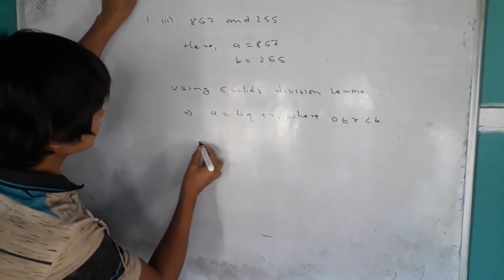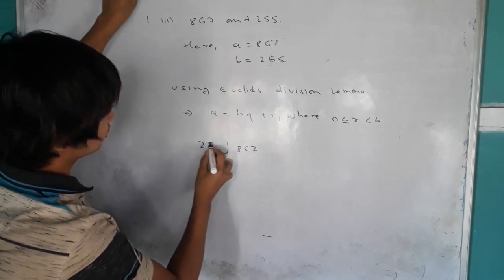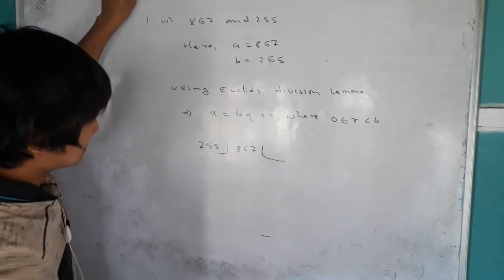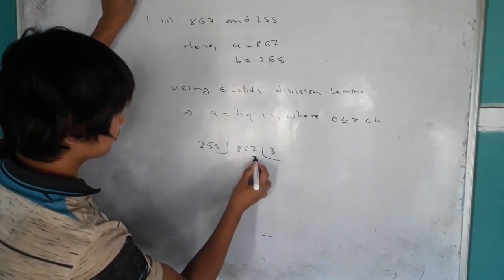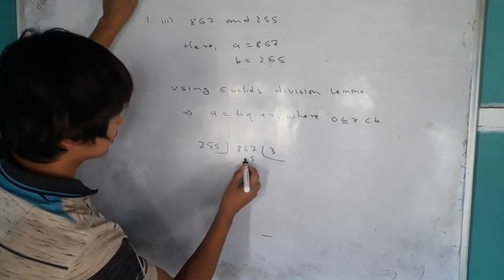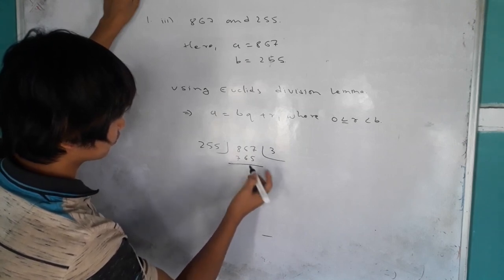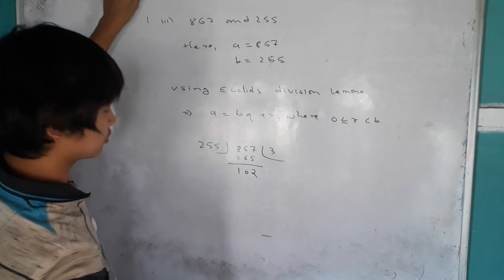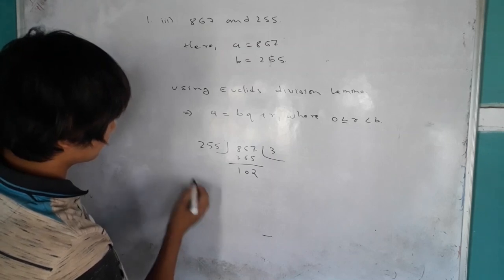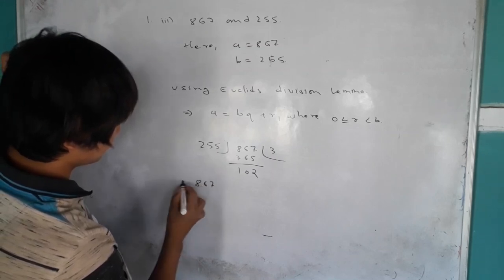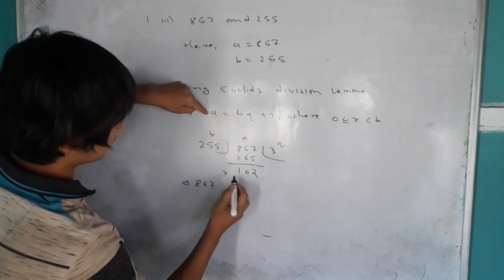So now you need to divide a, 867, by 255. I'll try with 3. 3 5s are 15, 15, 16, 17, 2, 0, 1, 0, 2, it is done. So it will not go, okay. So we will apply Euclid's division lemma. 867, see here, this is b, this is a, this is q, this is remainder.